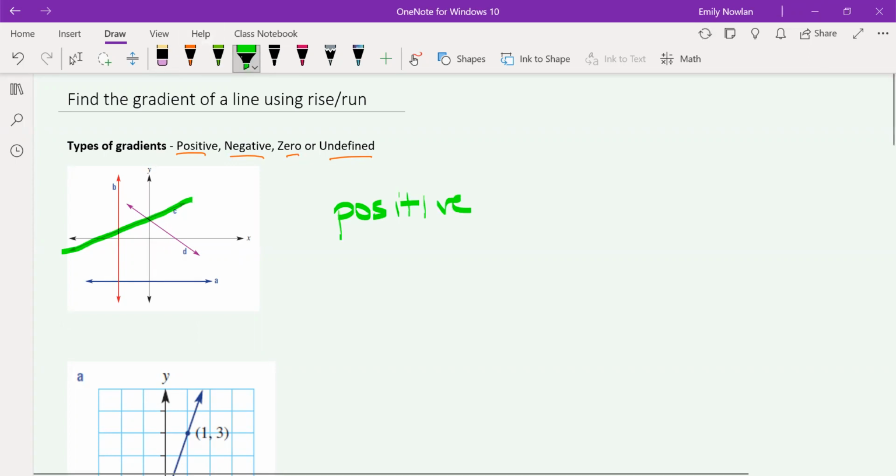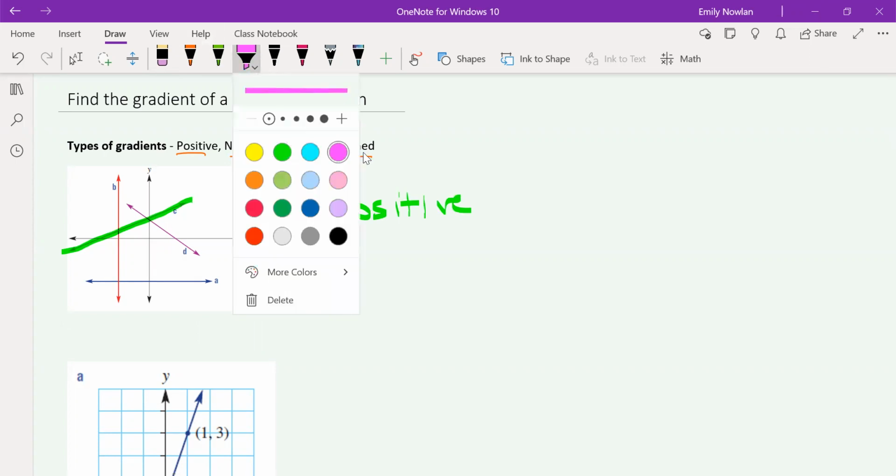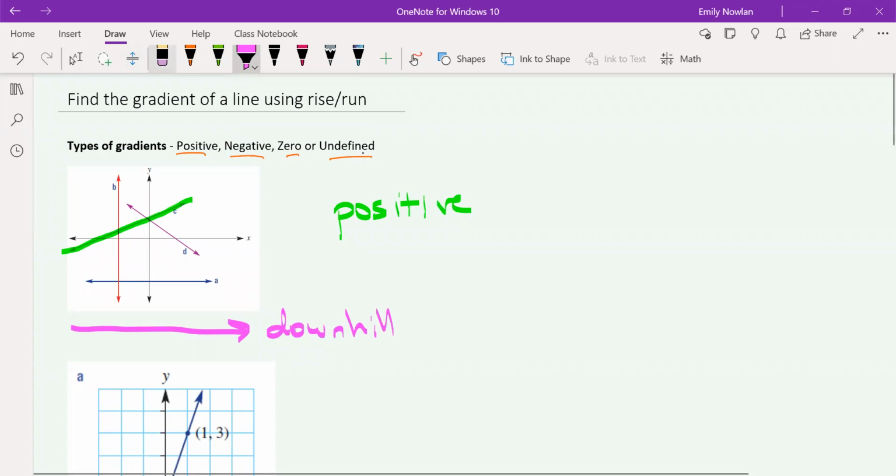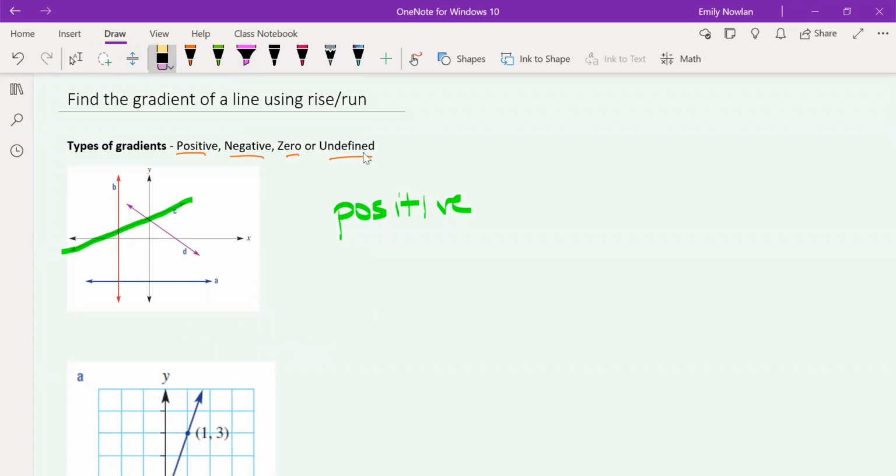Okay, what about the negative gradient? Let's go a different highlighter. The negative gradient, if we're walking from left to right, we're going to go downhill. Okay, so which one is the negative gradient? Looking here, going from left to right, we're going downhill is the purple one. So it's the negative gradient.